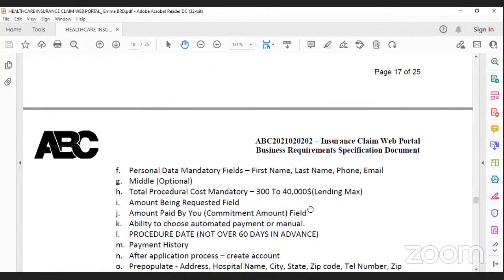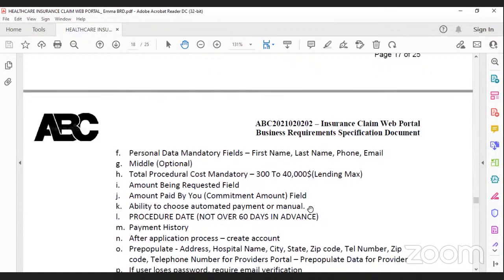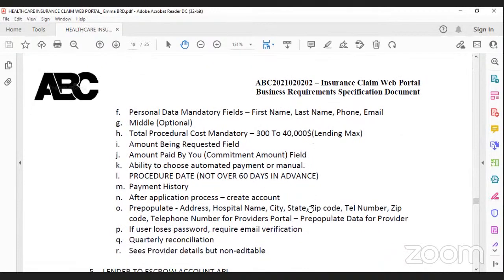Personal data, mandatory fields. Yes, your first name, last name, phone, email. These are the mandatory fields we are going to establish. The name is optional. Now, one key thing here on the borrower portal will be the total procedural cost, which will be between $300,000 to $40,000, and the maximum here is $40,000.